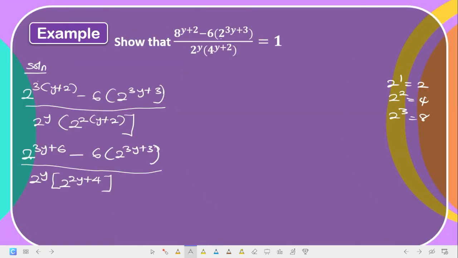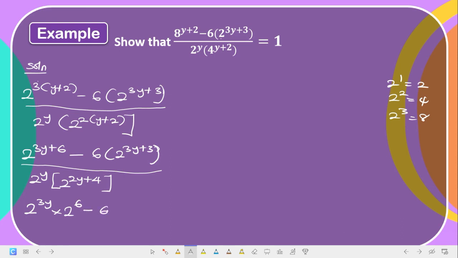So this will be equal to, if you have 2 raised to the power of 3y plus 6, do we know that this can also be written as 2 raised to the power of 3y times 2 raised to the power of 6? True or false? True, because the bases are equal. Collect the 2 and then add the power. 3y plus 6 will give us this same thing again.